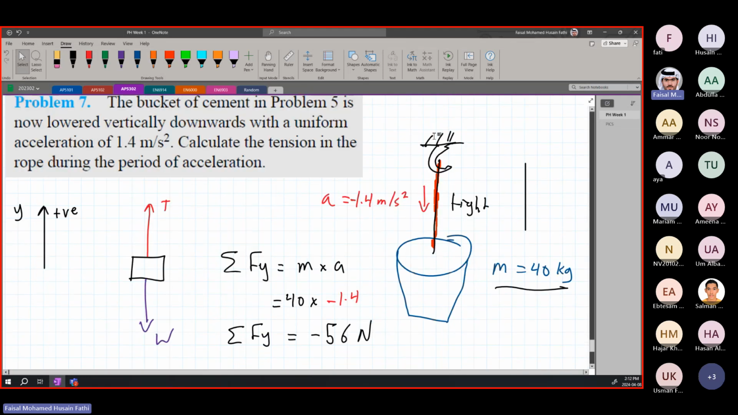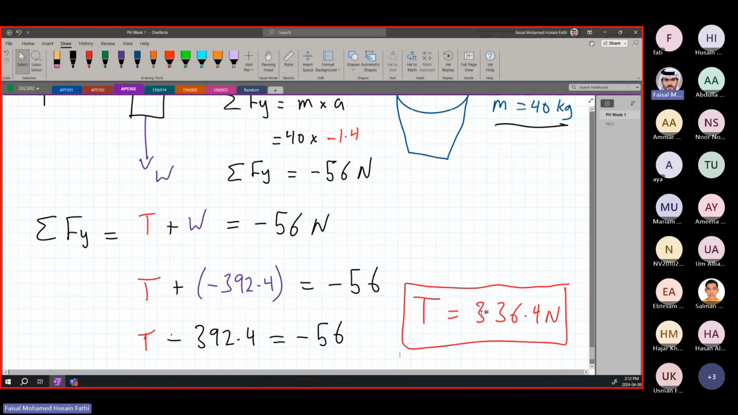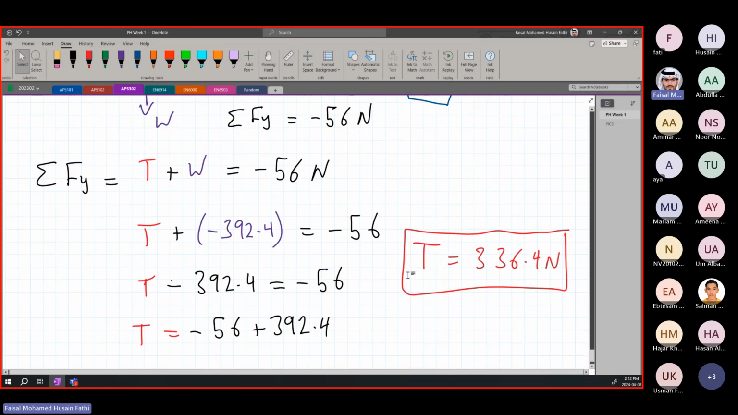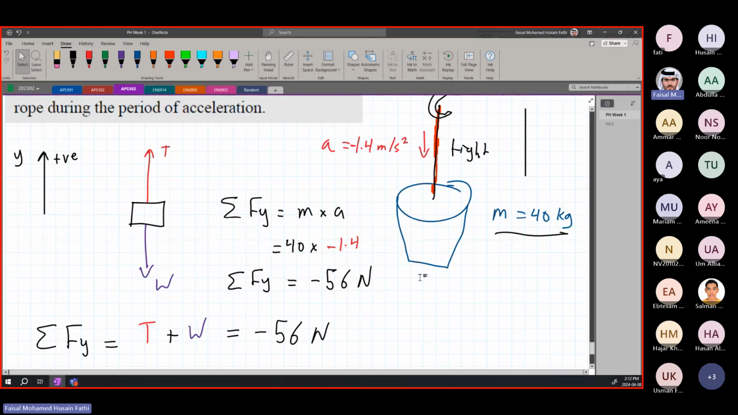Why? Because now we are letting it go. So we're letting the weight do most of the work so that it will go downwards. We're not letting the wire pull it up. We are letting the wire release the tension on it so the bucket falls. That's why the tension is going to be lower when it's accelerating downwards.